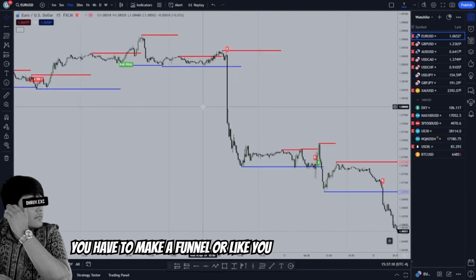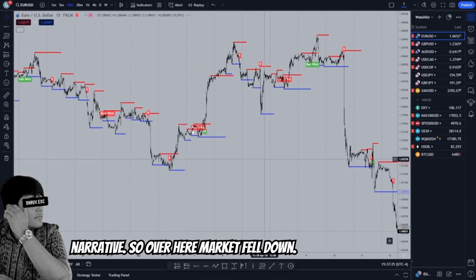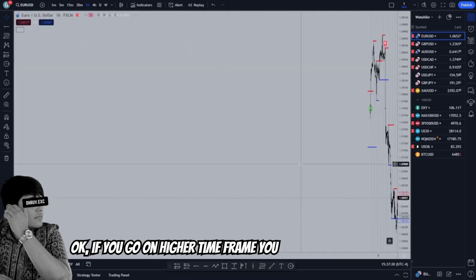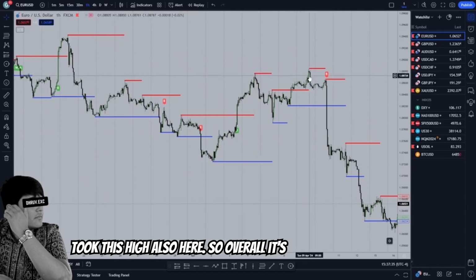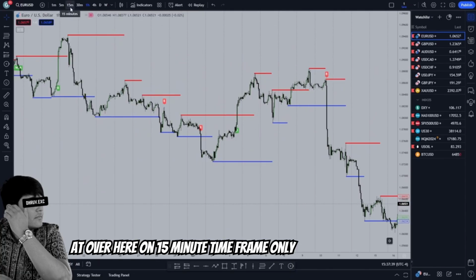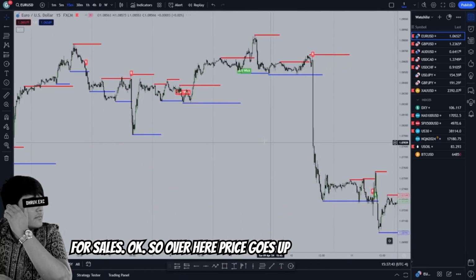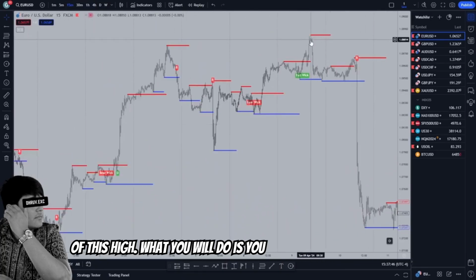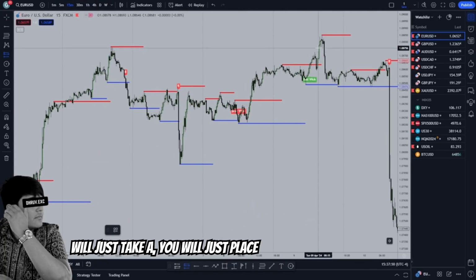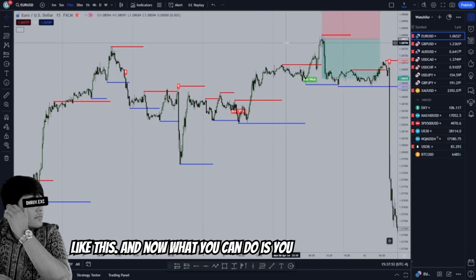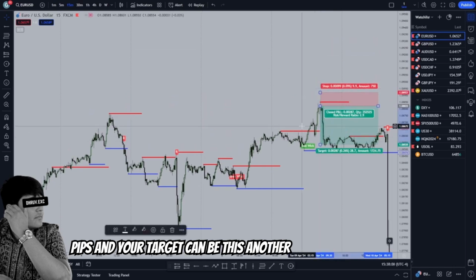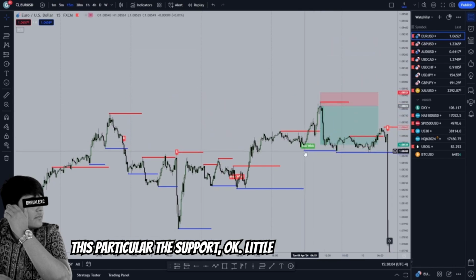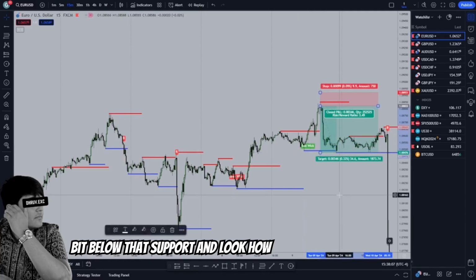So to have a correct bias, you have to make a funnel, or like, you have to make a narrative. You have to create a high time frame narrative. So over here market fell down, okay? If you go on high time frame, you can see that price took this high and took this high also here. So overall it's going to be bearish. So now you can look at over here on 15-minute time frame only for sells, okay? So over here price goes up of this high. What you will do is you will just place your sell limit a little bit above of this, like this. And now you can just place your stop loss like 10 pips, and your target can be this particular support, okay, a little bit below that support.